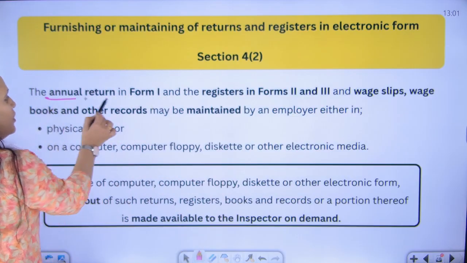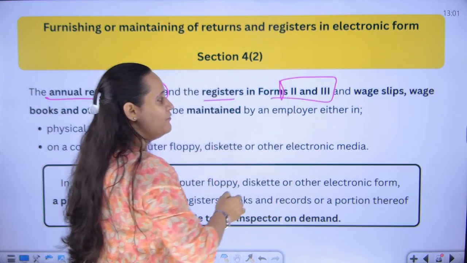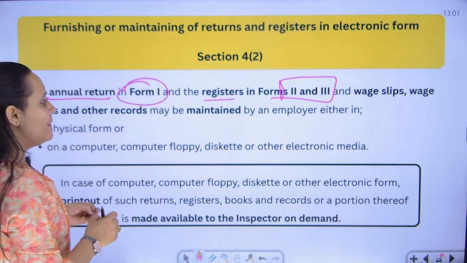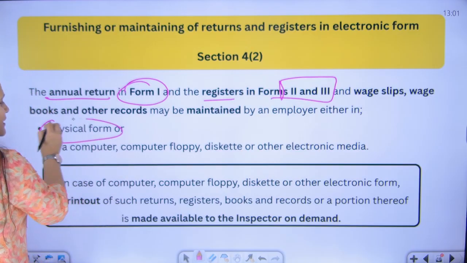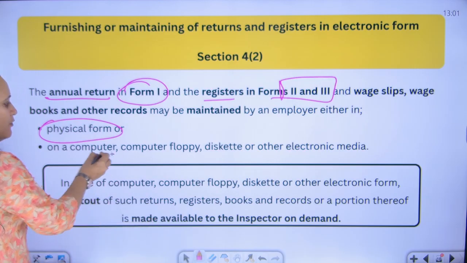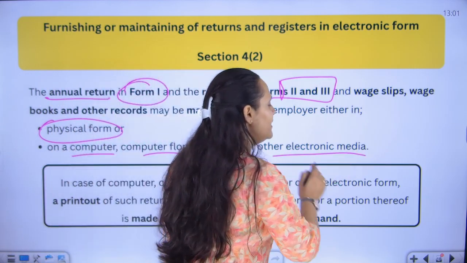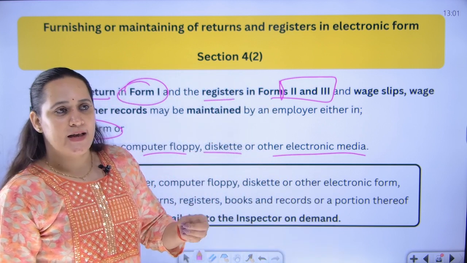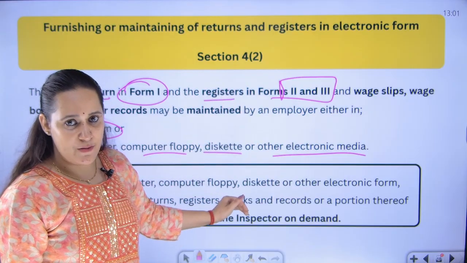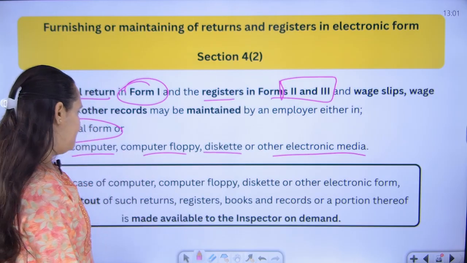Next, the annual return in Form 1 and the registers that are required to be filed under Form 2 and Form 3, along with the wage slip, measurement slip and other documents that are maintained by the employer, either they can maintain it in physical form or they can maintain in electronic form. That could be in the form of a computer form, a floppy, diskette or any other electronic media. So it simply says that in this enactment, Form 1, Form 2, Form 3 and other documents are required to be maintained, that you can do either in physical form or in electronic form.